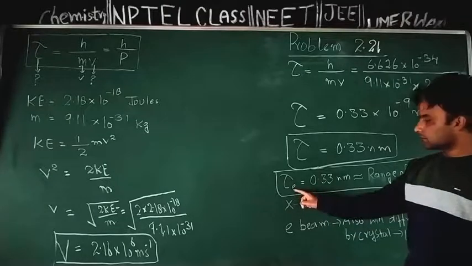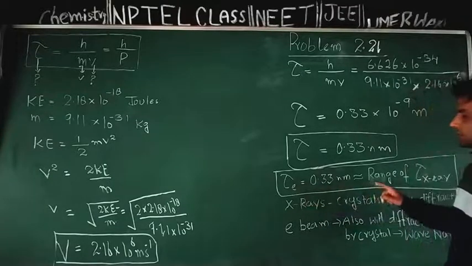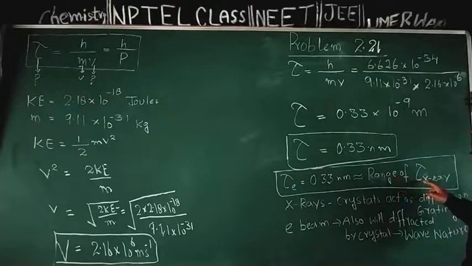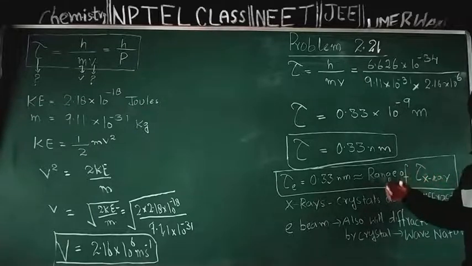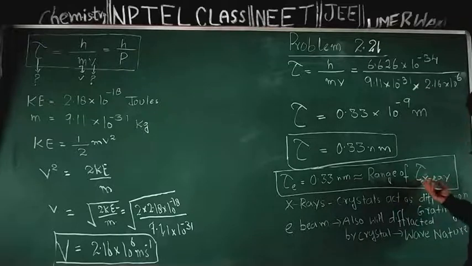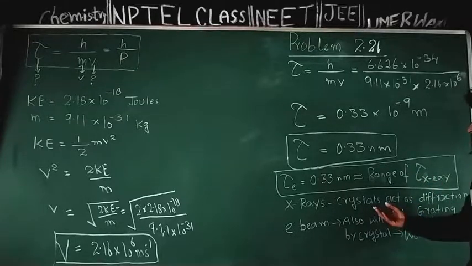I said wavelength of wave associated with moving electron lies in the range of wavelength of X-rays. This in itself is an indication that electron has wave character, because X-ray is wave, electron has same wavelength as that of X-ray, so electron is also a wave.